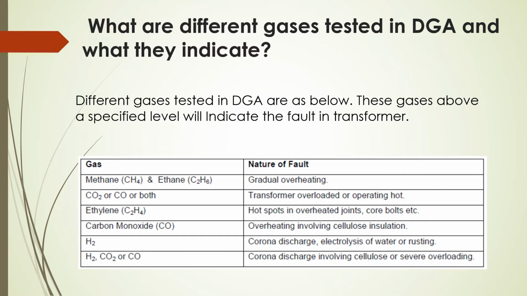Carbon monoxide: higher value of carbon monoxide than the specified value indicates overheating involving cellulose insulation. Hydrogen: higher value of hydrogen than the specified limit shows corona discharge or electrolysis of water or rusting inside the transformer. Hydrogen, CO2 or CO: higher level of hydrogen, CO2 or CO than the specified limit indicates corona discharge involving cellulose or severe overloading.